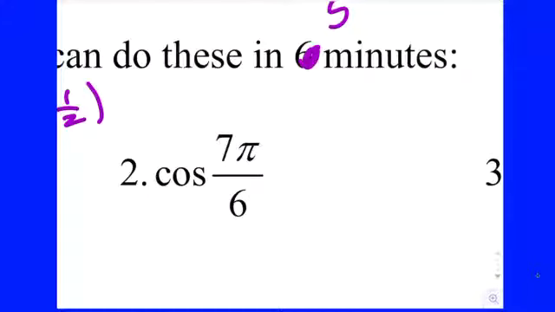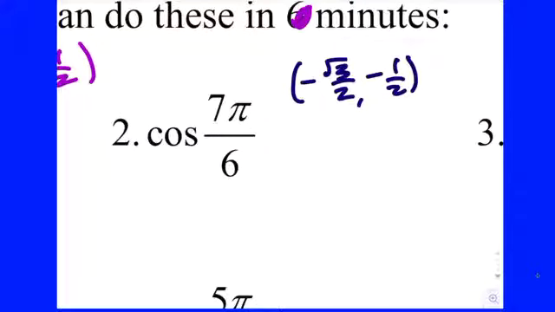All right, number 2, cosine of 7 pi over 6. So again, I'm seeing square root of 3 over 2, 1 half. 7 is just bigger than 6, so it's bigger than pi. It puts me just into quadrant 3. To get to quadrant 3, I have to go left and down, so they're both negative. Cosine is the x, so it's the negative square root of 3 over 2, done. Boom.